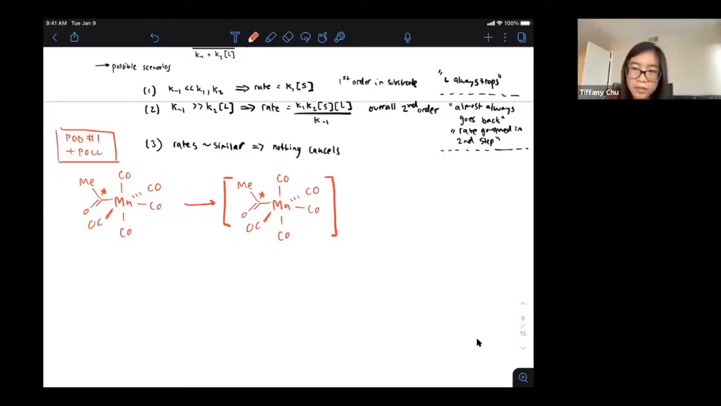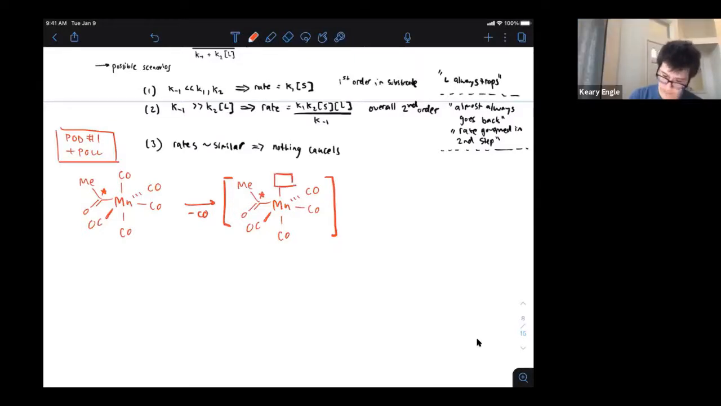Okay, so does that make sense? Would one of the carbonyls leave and have the coordination site and then the methyl move in? Perfect. Okay. Nailed it. Okay, and then now you said the methyl is going to move in. We normally draw the migratory insertion, yeah, let's draw it with arrows like this. Okay, and then that would get you exactly to A.